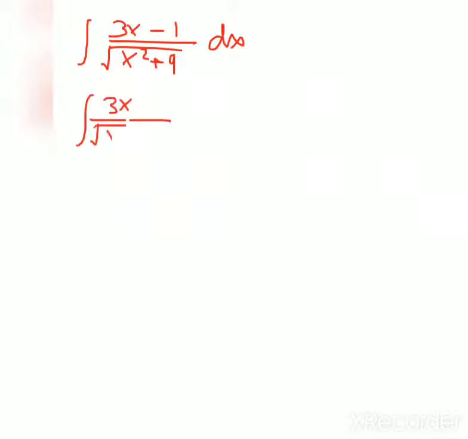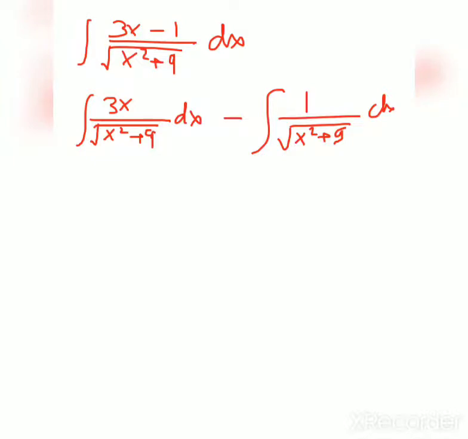I am taking the integral of (3x minus 1) upon under root x square plus 9 dx. Now we are going to take it separately. So it will become integral 3x upon under root x square plus 9 dx minus integral 1 upon under root x square plus 9 dx.